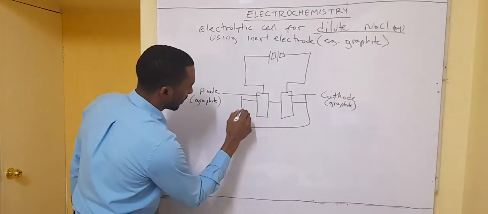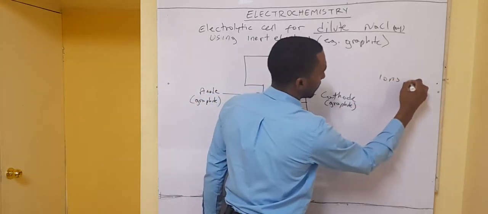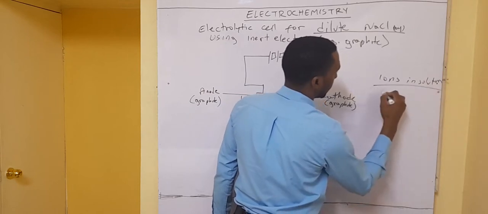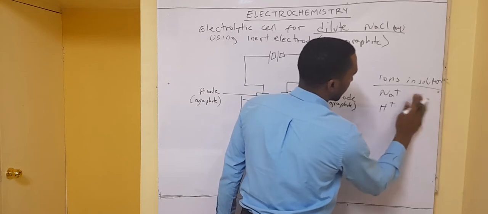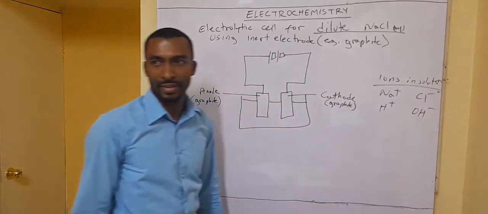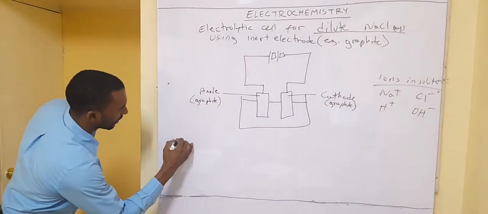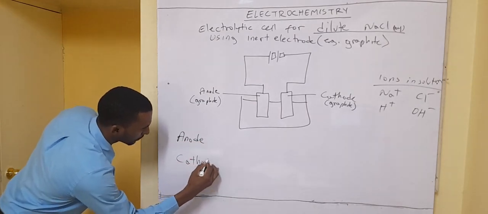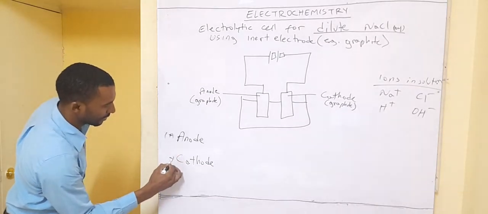So in this solution we're going to have ions in solution: Na+, H+, Cl-, OH-. Right? So those are the possible ions that can react at the anode or the cathode. Remember that this electrode is positive, this is negative.